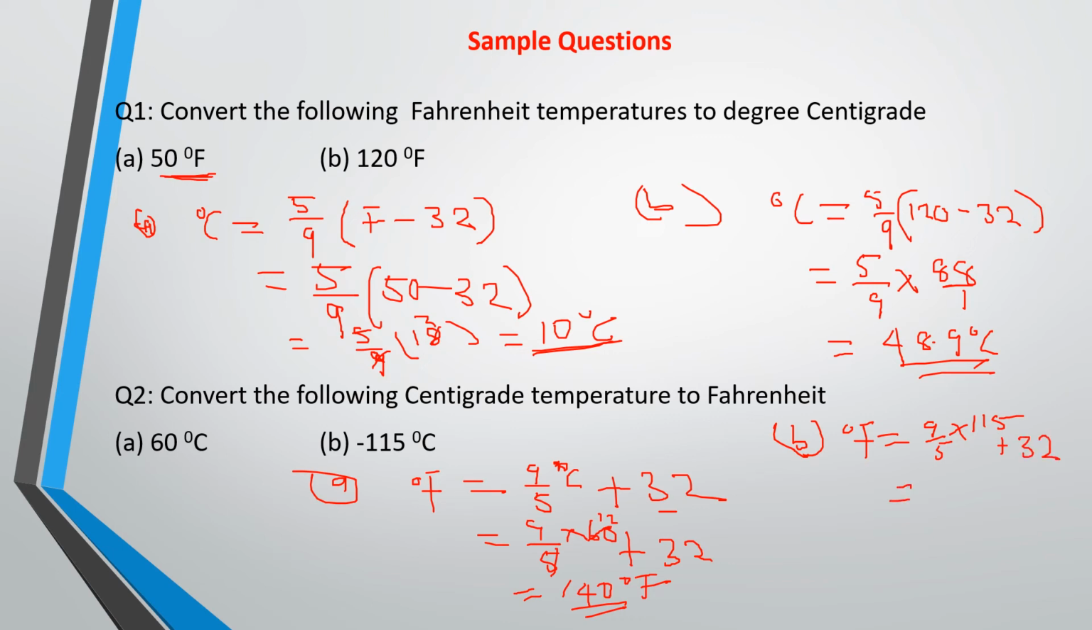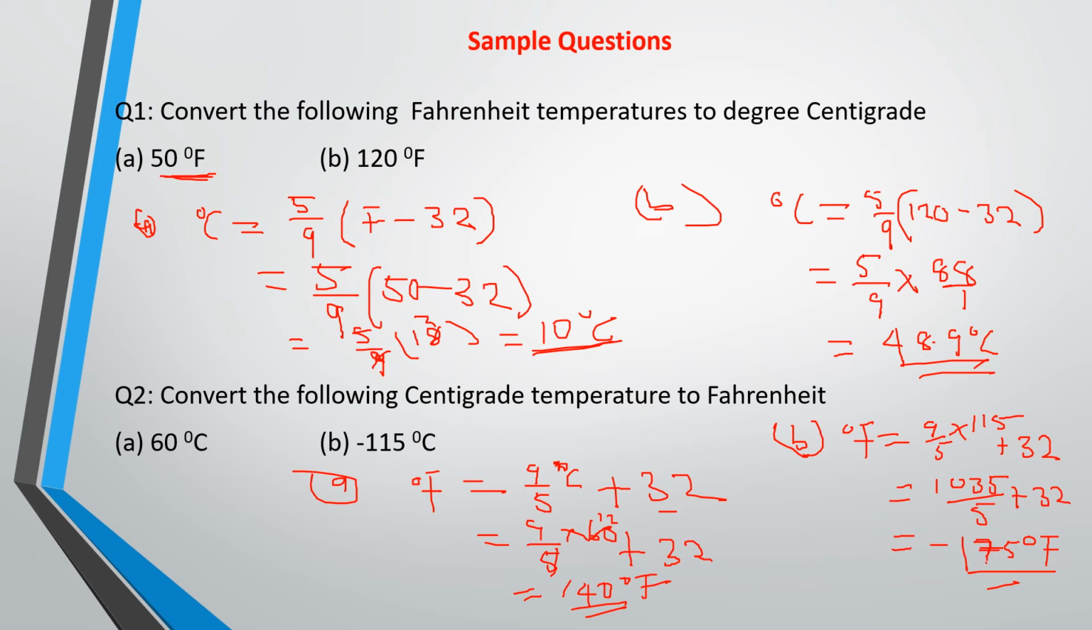Okay, so if you work that out, you will have 1035 all over 5 plus 32. So use your calculator to punch that out, and then you have, don't forget the minus sign. So when you work out everything, you are going to have minus 175 degrees Fahrenheit. This is what you have, minus 175 degrees Fahrenheit.